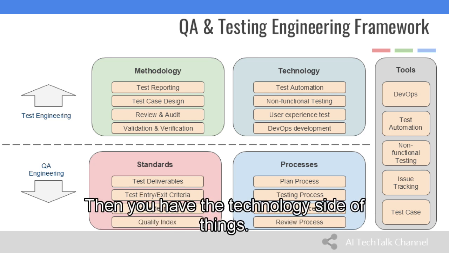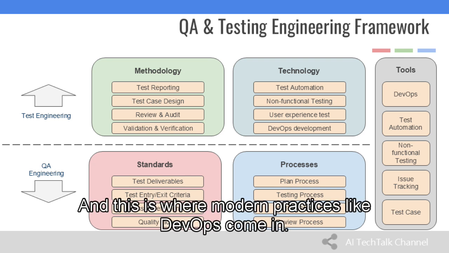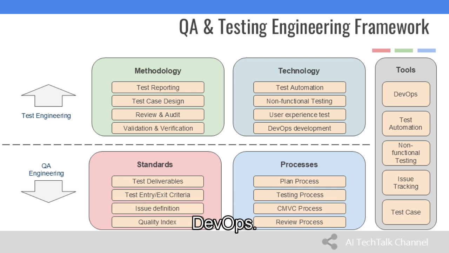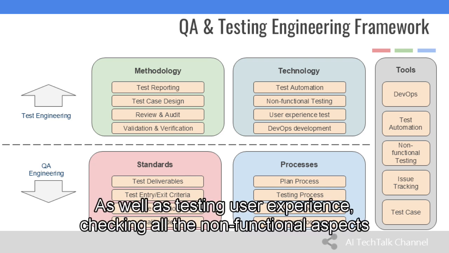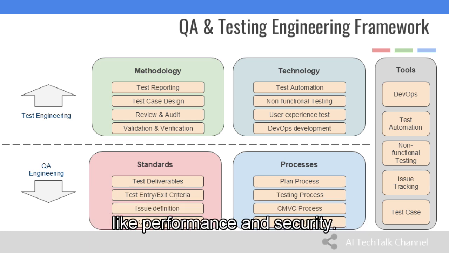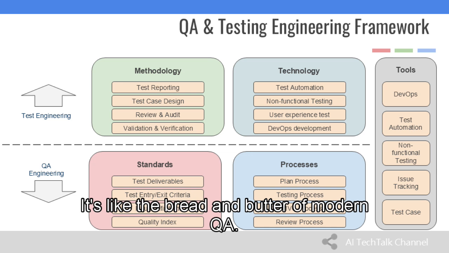Then you have the technology side of things. And this is where modern practices like DevOps come in, as well as testing user experience, checking all the non-functional aspects like performance and security. Those are important. Very important. And of course, test automation. Oh, yeah. Can't forget that. It's like the bread and butter of modern QA.